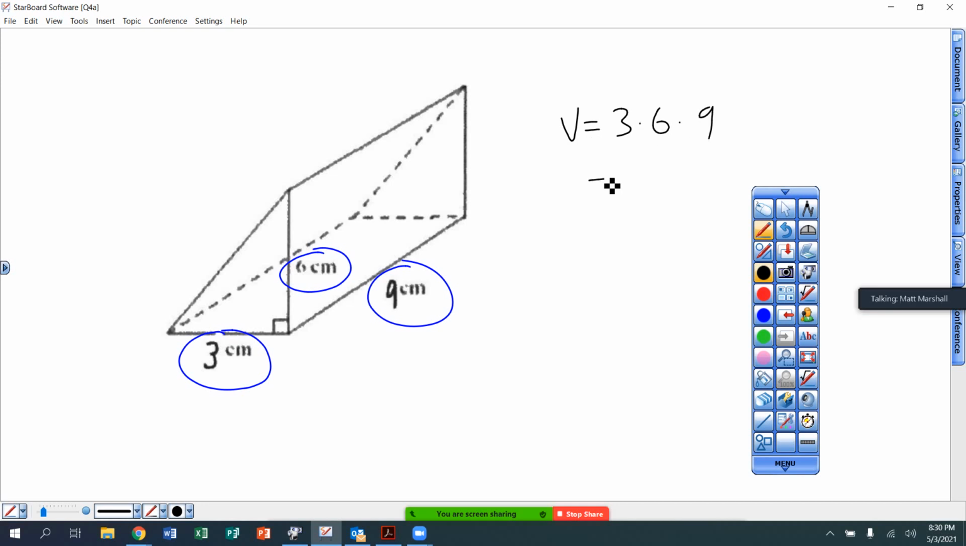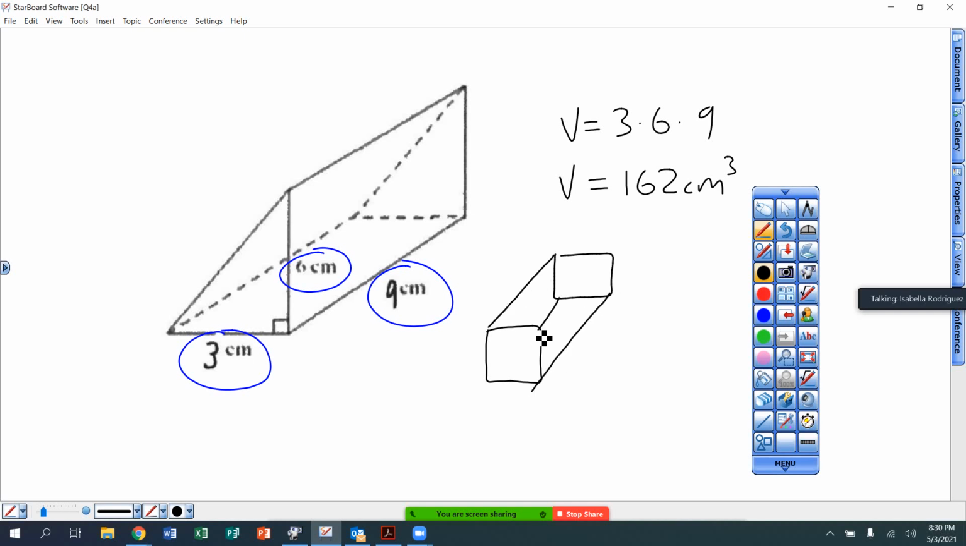Times 3, 6, and 9? Because 3 times 6 times 9 would give you the volume if it was like a square prism. But to me, that definitely is not a square prism. It's not a prism with all 4 sides like this. That to me looks like half a prism, kind of, doesn't it to you? Yeah. So I take that volume number and I cut it in half. So 162 divided by 2, I got 81. Is that what you got? Yeah, that's what I thought.